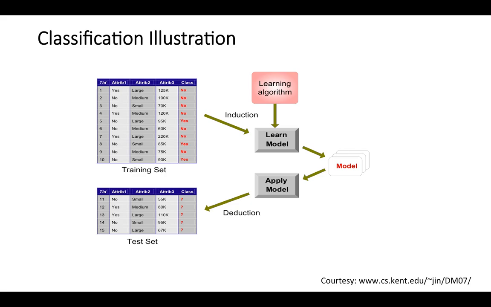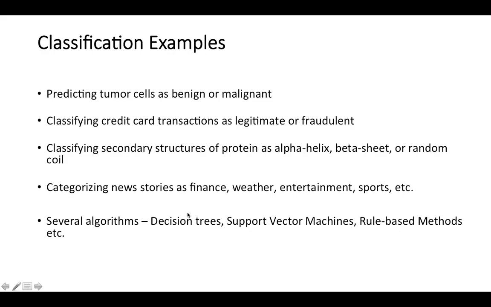So for instance, here you have a data set, with the ID and also attributes 1, 2, 3, right? The idea is to feed this data set to a model, and there is going to be a learning algorithm, and then you apply the model to the testing set to deduce what the class labels are, right? So this is a general schema of the algorithm. For instance, in the context of biology, predicting whether cells are tumor or not is one classic application of classification, or classifying credit card transactions, right?